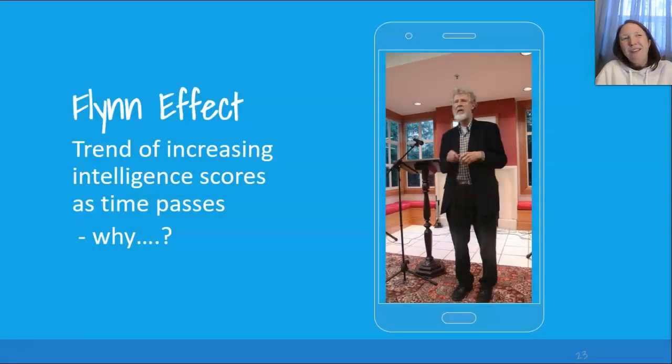The last thing I want to talk about is the Flynn effect. And this is an overall idea that in the course of humanity, we've all become much smarter, and that intelligence scores continue to increase with time. We're going to talk a lot more about why. I feel like this lecture is long enough, so we're going to save that why question for class. And if I don't mention it, please make sure you ask me. But I feel like this is good for now.